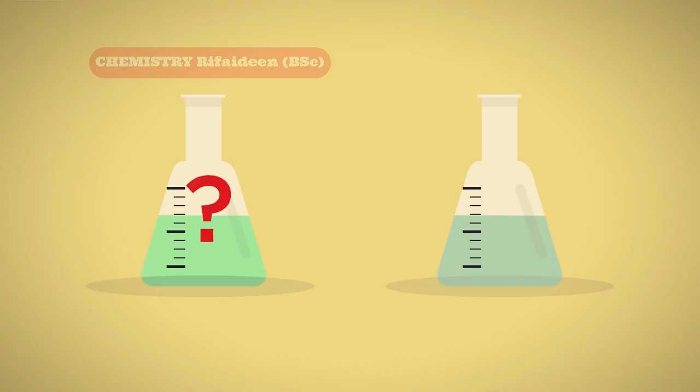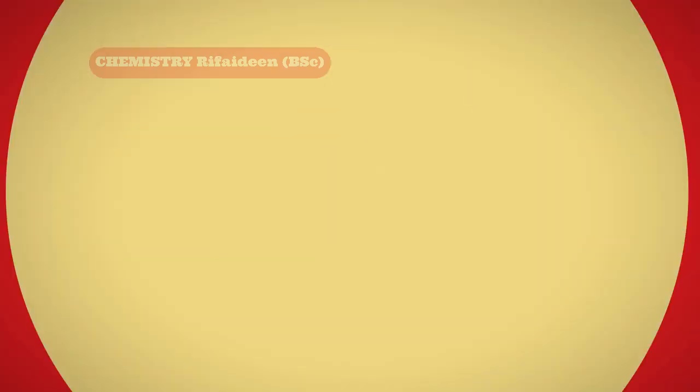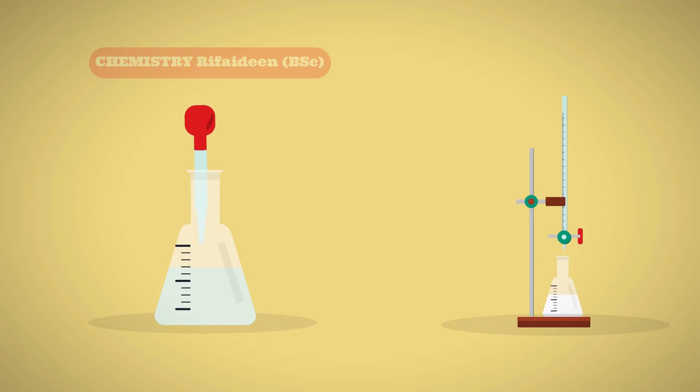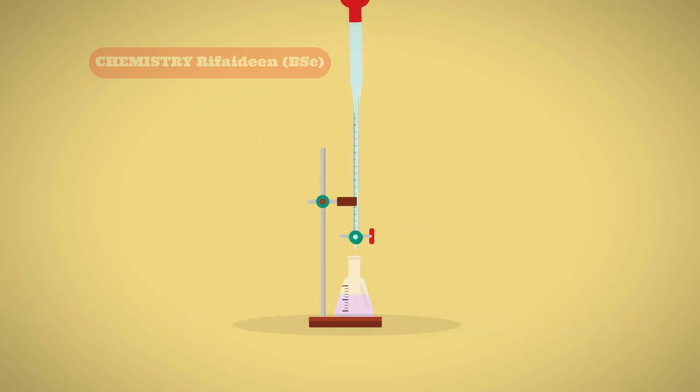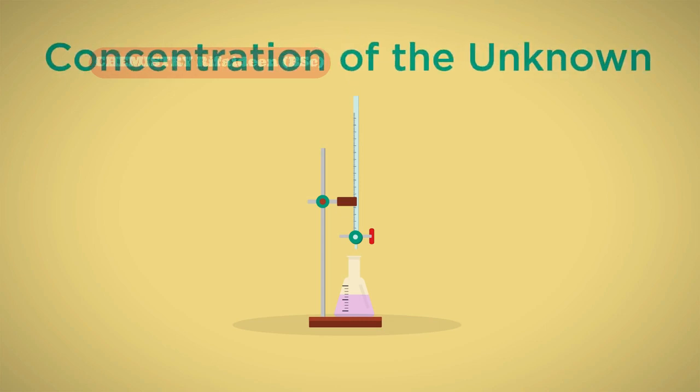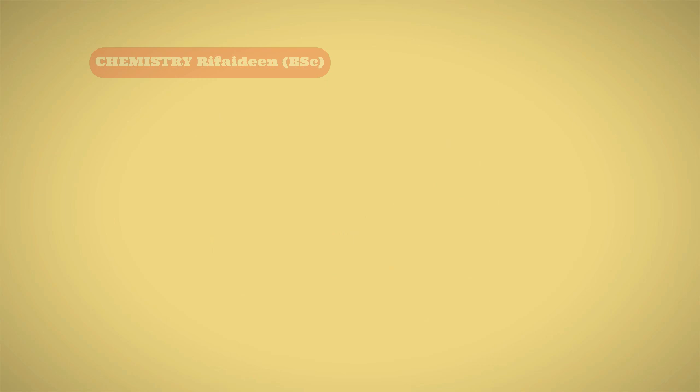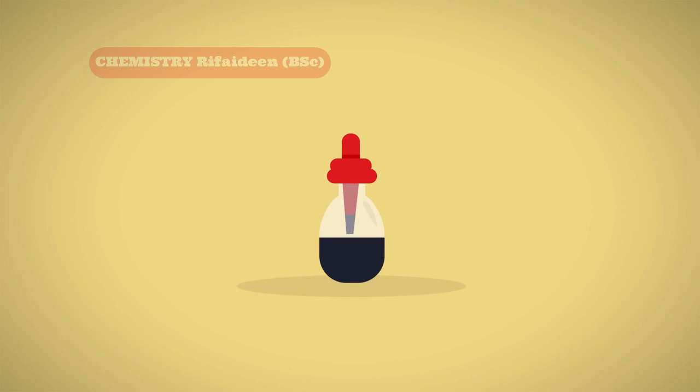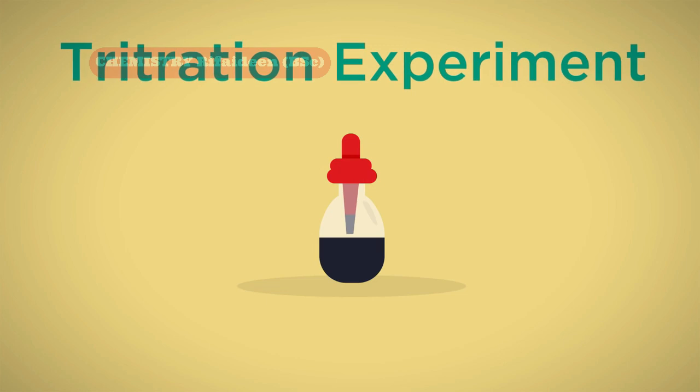Out the concentration of an unknown solution when you know the concentration of another solution. You carefully add the known solution to a set volume of the unknown solution until the reaction is complete. This enables you to work out the concentration of the unknown solution. You may need to use the indicator to signal the end of the reaction. You can calculate the concentration of an acid or an alkali by carrying out a titration experiment.